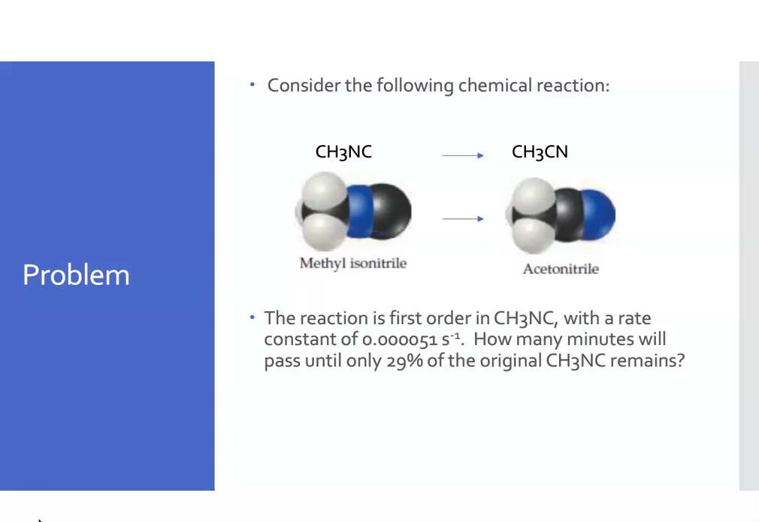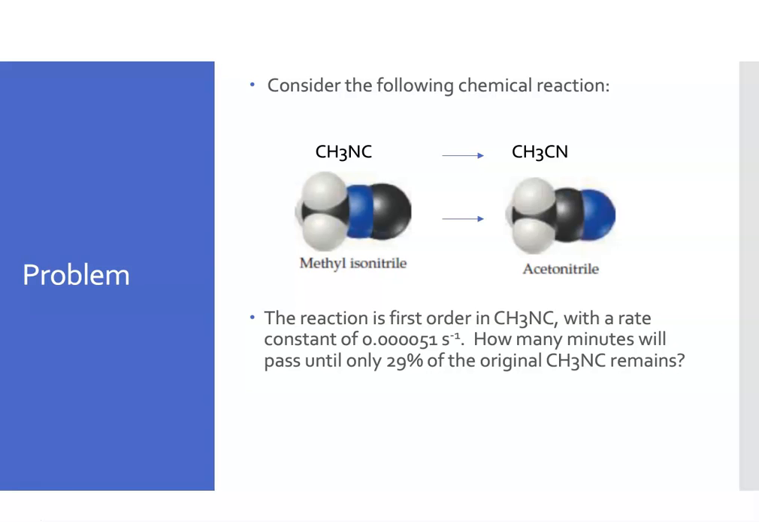The reaction is known to be first order in methyl isonitrile, CH3NC, and the rate constant is this really small number, 0.000051 inverse seconds. It's first order, so the rate constant has units of inverse time. How many minutes will pass until only 29% of the original methyl isonitrile remains?